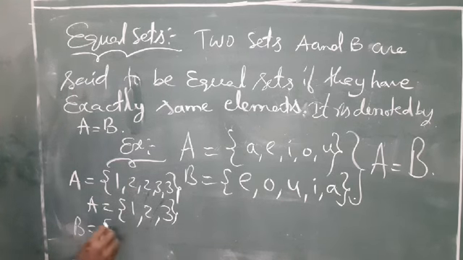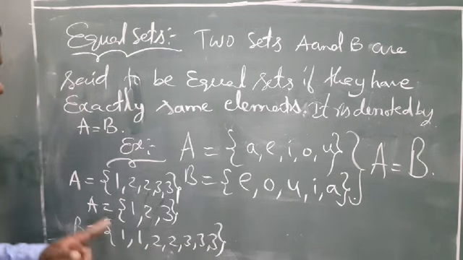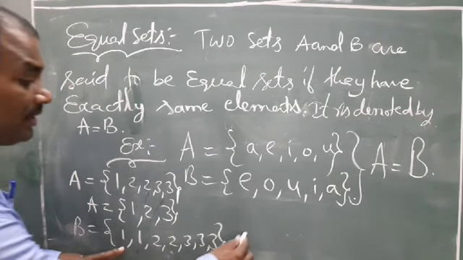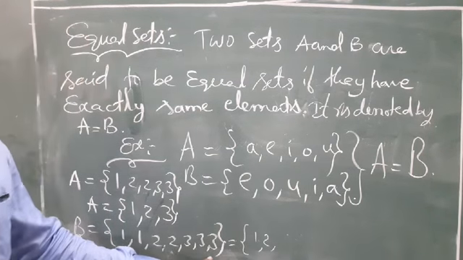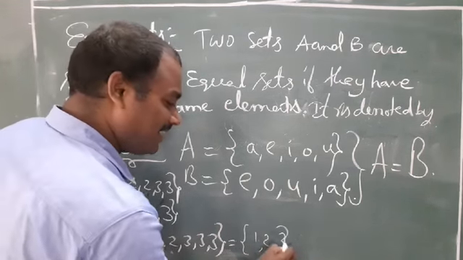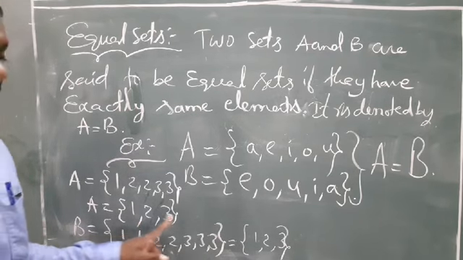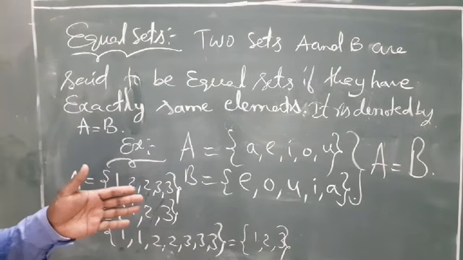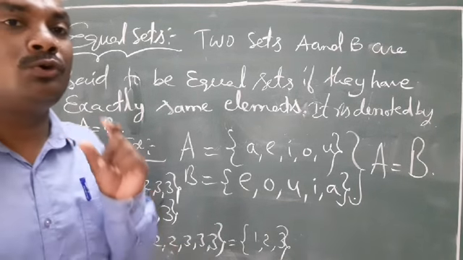B is equal to, for example, 1, 1, 2, 2, 3, 3, 3. Are these equal or not equal? Now we are checking. 1 is repeated 2 times, so you take it 1 time. 2 is repeated 2 times, but you take it 1 time. 3 is repeated 3 times, so you take it 1 time. Here set A has 3 elements 1, 2, 3. Set B has 3 elements 1, 2, 3. So the same elements are there. A and B have the same elements. So A equals B.